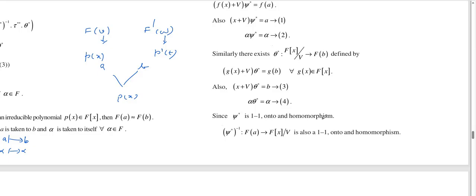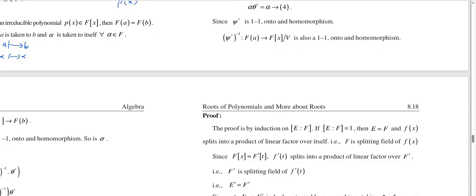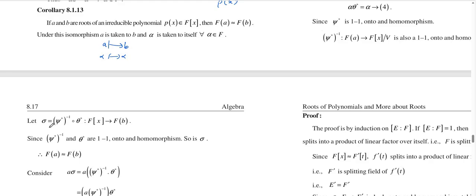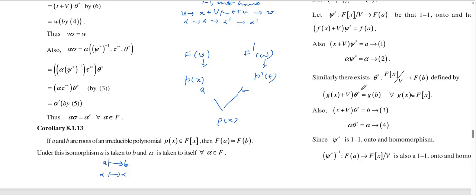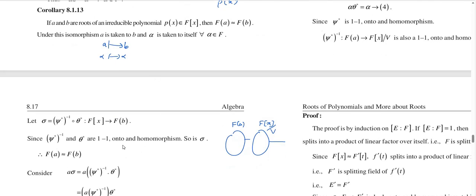Now since ψ star is one-to-one onto homomorphism, also ψ star inverse from F(a) to F[x] mod V is also one-to-one onto homomorphism. So what we are going to do now? We are going to have sigma to be. See, in the previous case, it goes like this now. You have ψ star inverse from F(a) to F[x] mod V. And here we have said F[x] mod V to F(b), it is theta star. From here to here only ψ star, so from here to here means it is ψ star inverse.